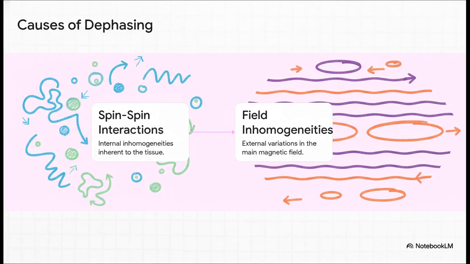So this dephasing has two main causes. The first one is an inside job. It's called spin-spin interaction, and it's just a natural property of the tissue itself. Think of it as countless tiny magnets constantly influencing each other.